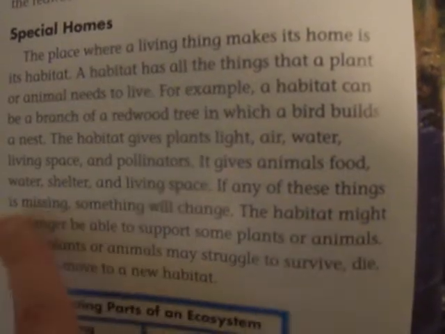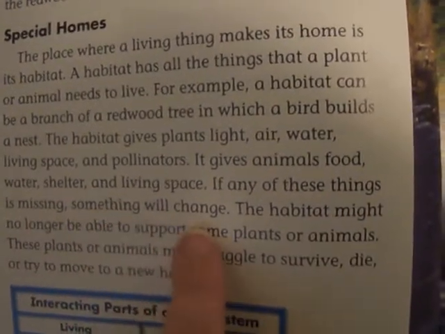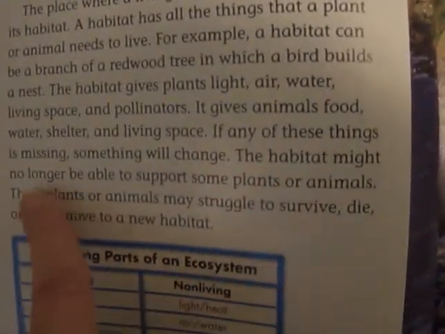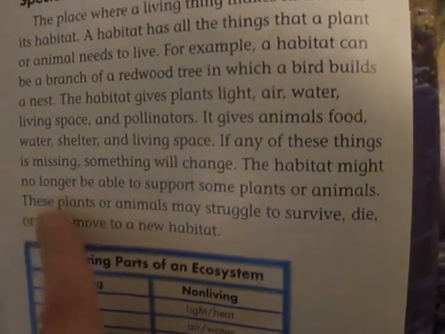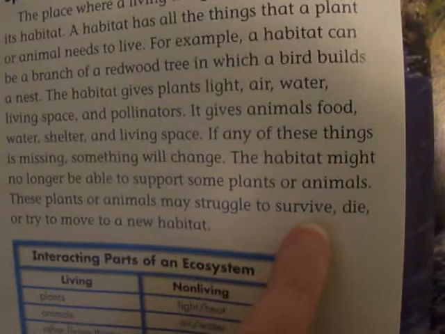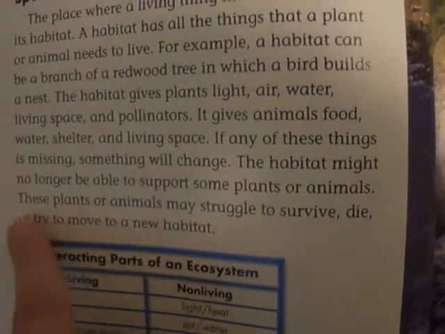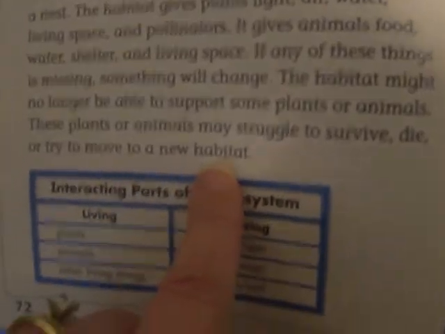If any of these things is missing, something will change. The habitat might no longer be able to support some plants or animals. These plants or animals may struggle to survive, die, or try to move to a new habitat.